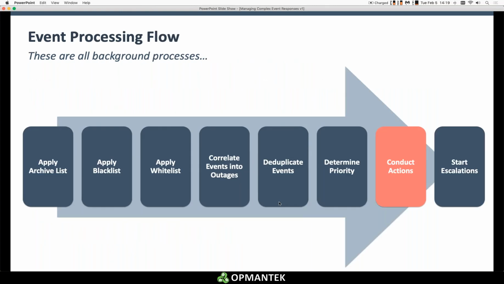There's a lot of processing that opEvents can do for you. It starts with applying an archive list, then a blacklist, a whitelist. It'll do correlations, which we'll talk about in a minute. It'll deduplicate events. It'll assign event priorities. It'll conduct actions, and that's the section we're really going to focus on today. And then it will do escalations, which we're going to touch on as well.